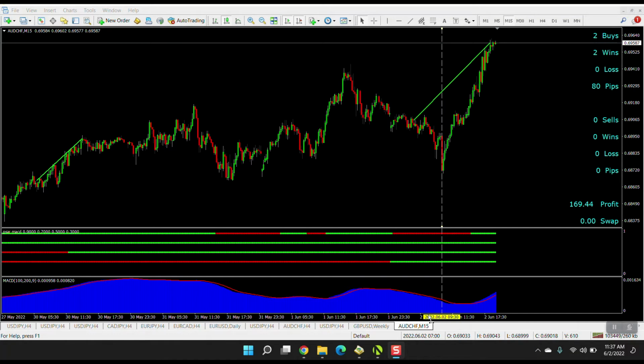Okay, this is the second part of that same chart. We'll talk about this indicator this time. It counts your buys, your sells, the pips won or lost. It totals a profit. The swap, they don't do swap like they used to, so that swap doesn't work. The most important thing is it places the trades on the chart.